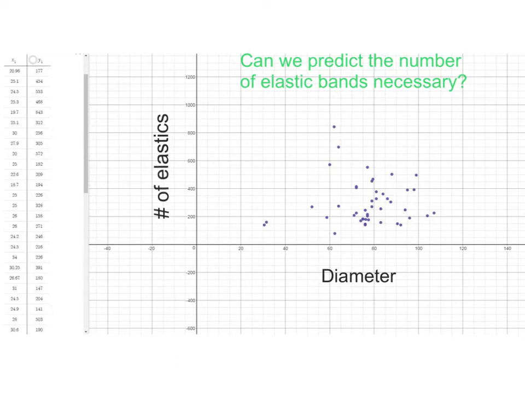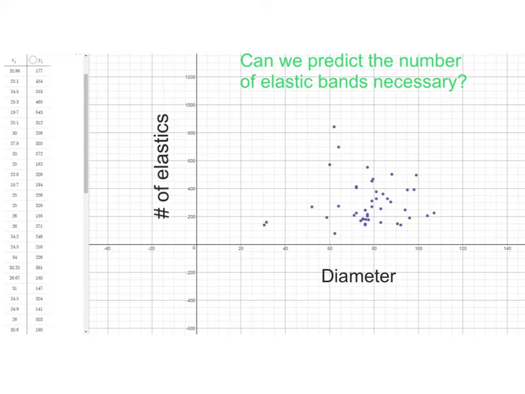You may have already decided whether or not there should be a relationship or whether there is a relationship between these two things. I've got the independent variable, the diameter, on the x-axis, and the dependent variable, the number of elastics, on the y-axis. Be very careful when you're choosing your independent and dependent variables. The diameter obviously here is the independent variable.